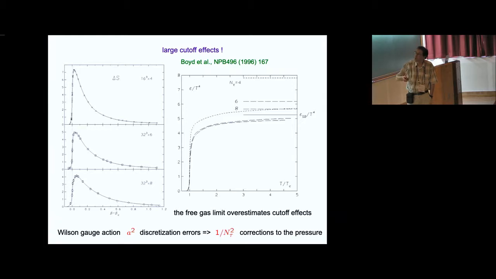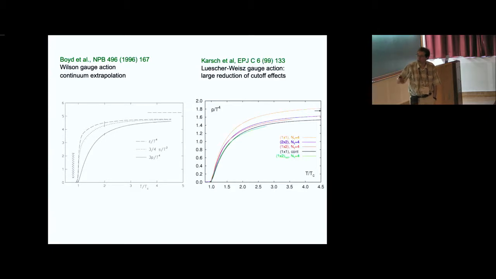So once you do the continuum extrapolation, you can now calculate all the quantities you're interested in: energy density in units of T to the fourth, entropy density in units of T cubed, and 3 times the pressure, and they are shown here. So of course, at the phase transition you have a big jump in energy density, which is indicated by this bar, and then you approach the high temperature limit as you increase the temperature.